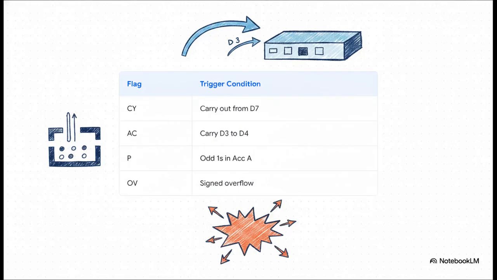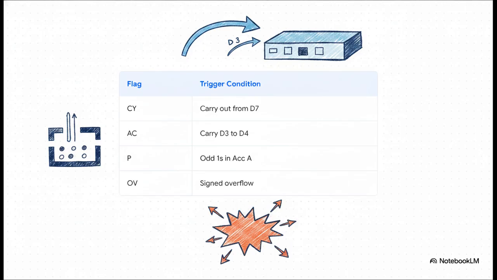Okay, here are the 4 core flags you will definitely be tested on. First up, CY, the carry flag. This bad boy sets whenever there is a carry out from the D7 bit, the most significant bit. Next is AC, the auxiliary carry. This sets if a carry occurs from bit D3 to D4 during an addition or subtraction operation. Then we have P, the parity flag.